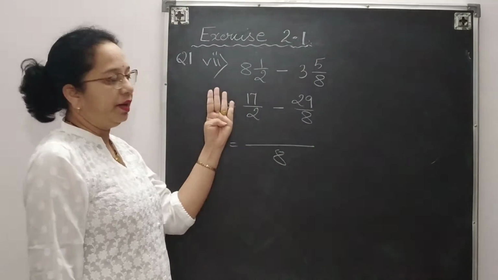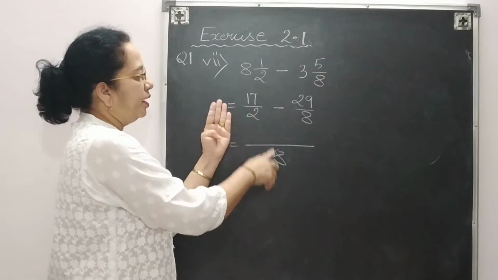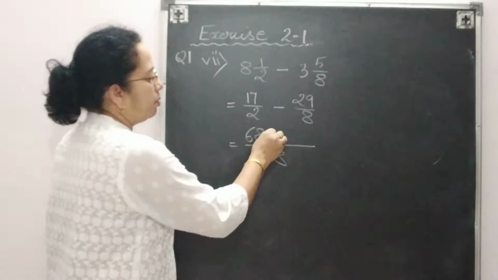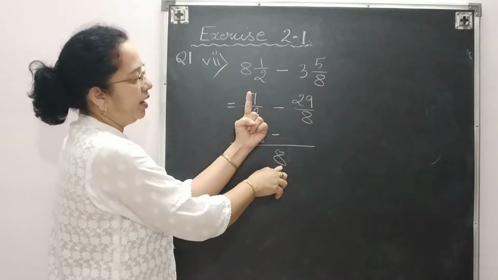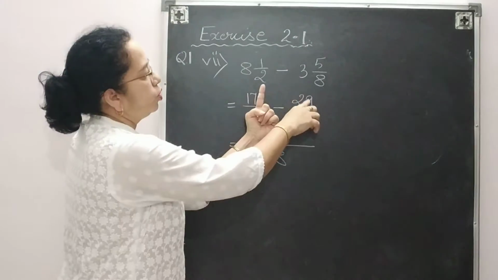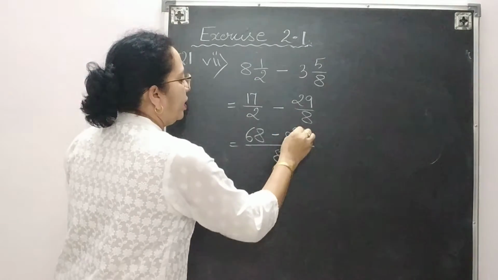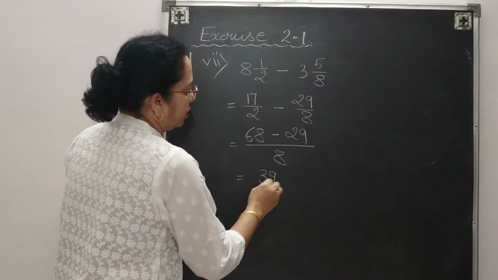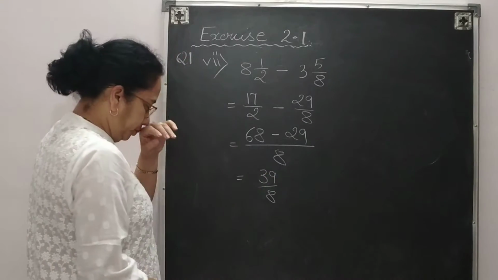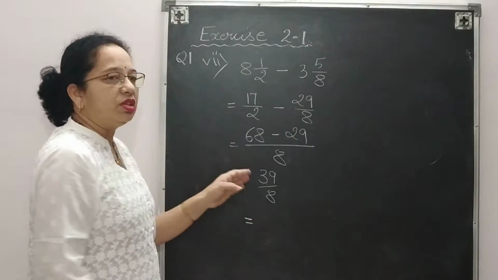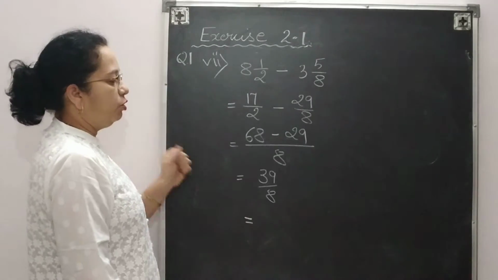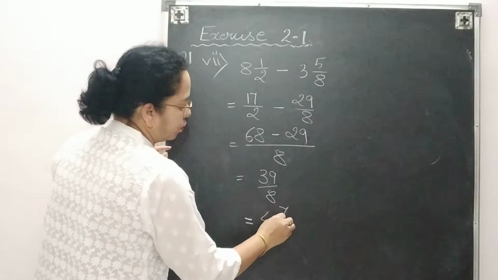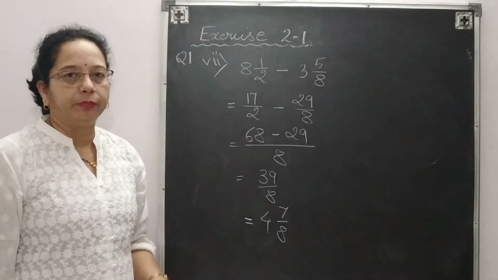2 4s are 8. 17 4s are 68. Minus 8 1s are 8, so 29 into 1 will give you 29. Subtraction is there in the numerator, so subtract this and you will get 39 upon 8. You cannot convert this into simplest form. So now we will convert into a mixed fraction, as your numerator is greater, and the mixed fraction is 4 whole 7 by 8.